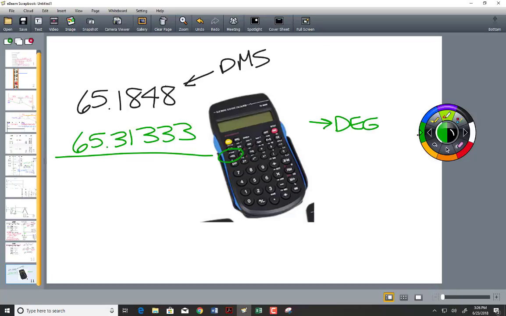Now, on a future potential test, like next week, if I give you the decimal and ask you to go back to degrees, minutes, seconds, you can do one of two things. You can go long form, or you press the yellow button first, and then you press this right here, because that activates what is above it. It says DMS. If you go second function, then press the DMS, it puts it back into 65 degrees, 18 minutes, 48 seconds.